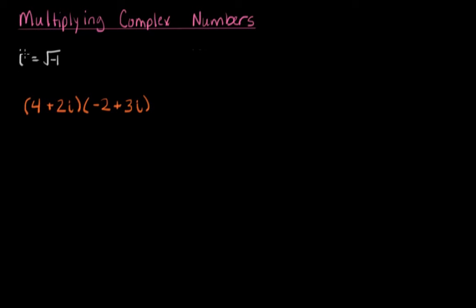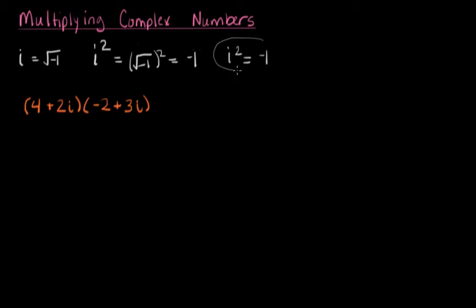Remember that i is equal to the square root of -1. When we multiply complex numbers, sometimes we end up with i squared. So what is i squared equal to? If i is equal to the square root of -1, then i squared is the square root of -1 squared. Square and square root just undo each other, so this is just equal to -1. So just to rewrite it, i squared is equal to -1.